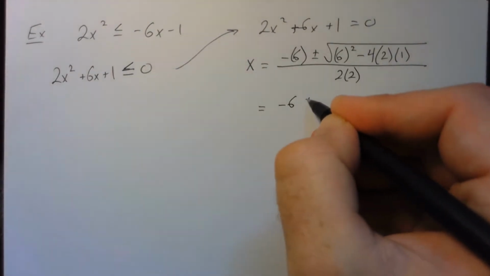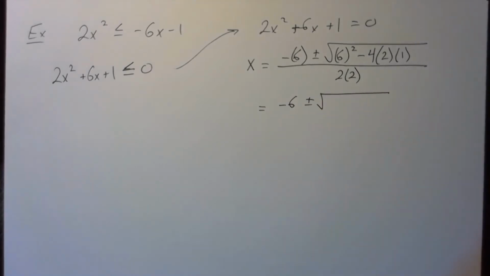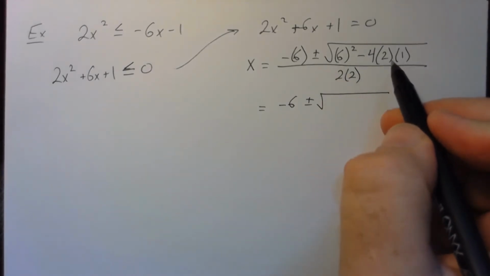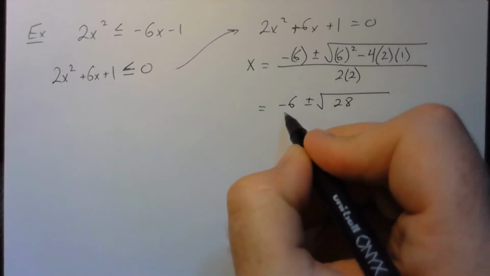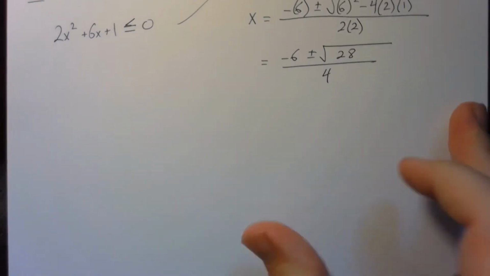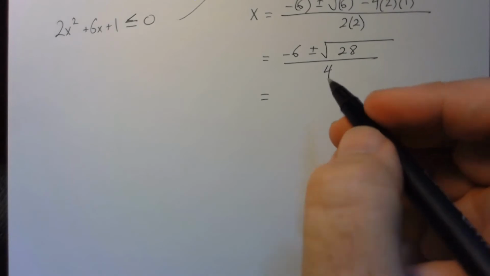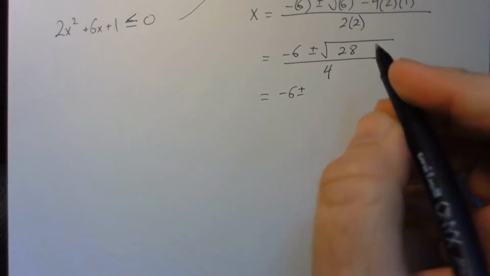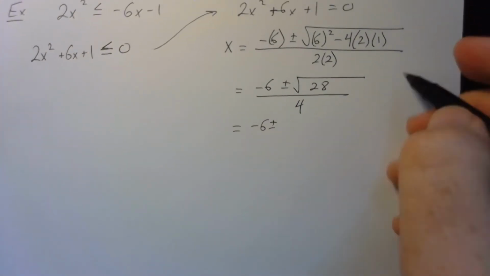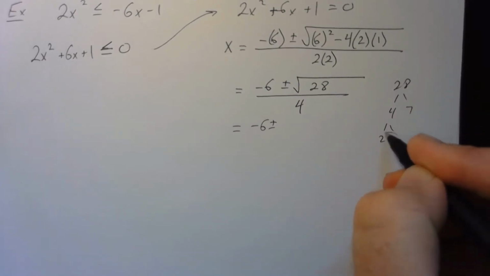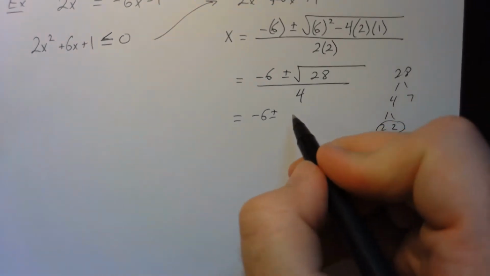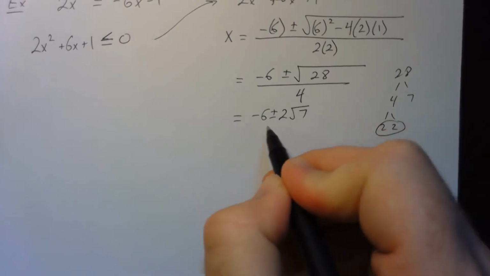This is going to be negative 6 plus or minus the square root of 36 minus 8, and 36 minus 8 is going to end up giving me a 28. This is all divided by 4. I'm then going to simplify this as much as possible, giving me negative 6 plus or minus the square root of 28. When I break it down off to the side here, 28 is 4 and 7. 4 can break down to 2 and 2. That pair can go outside, and I'll be left with plus or minus 2 square roots of 7, all divided by 4.